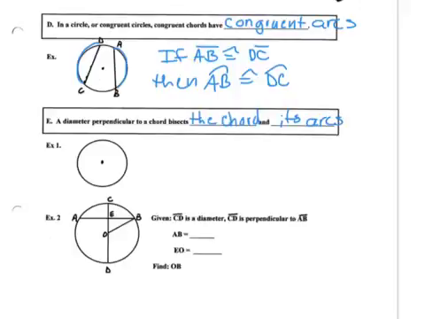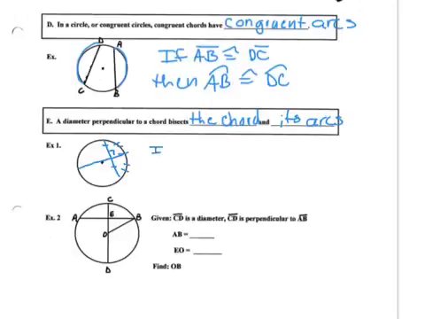So the diameter, if I draw any diameter here, and if I draw a chord that's going to be perpendicular to that diameter, a little tough for me to do on here, then the diameter acts as the perpendicular bisector of the chord. It cuts the chord in half, and it's perpendicular, and it also cuts the arc in half.